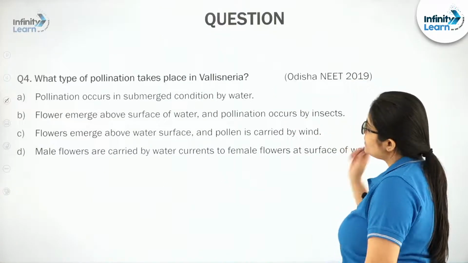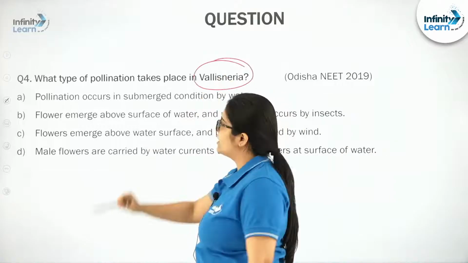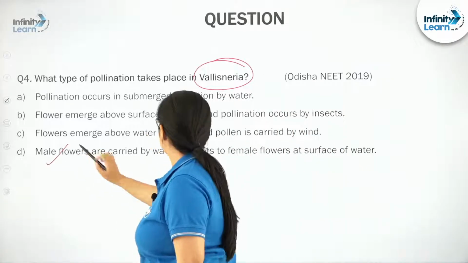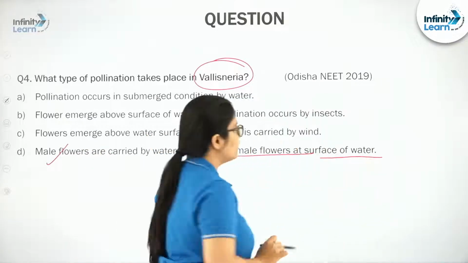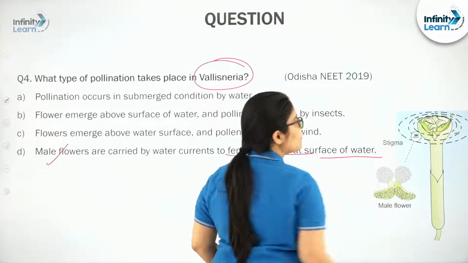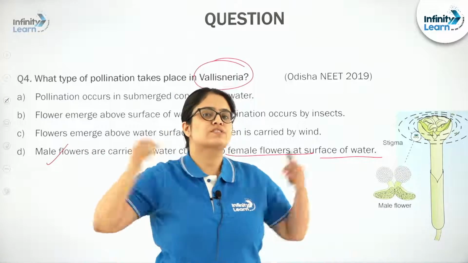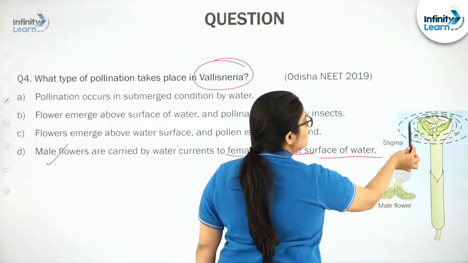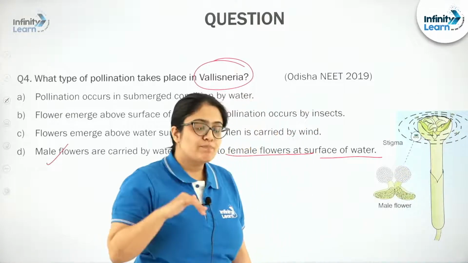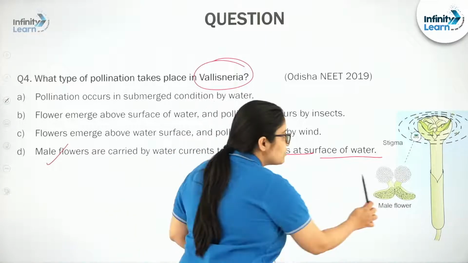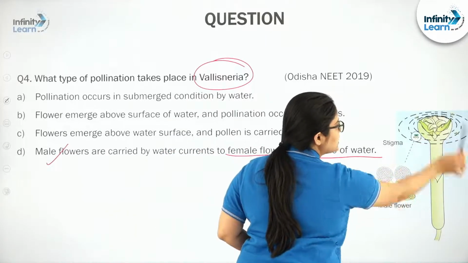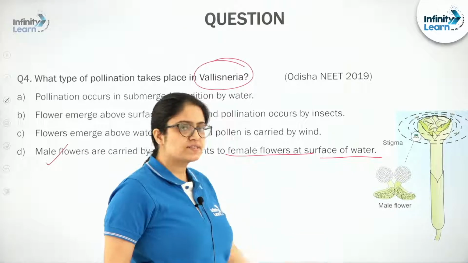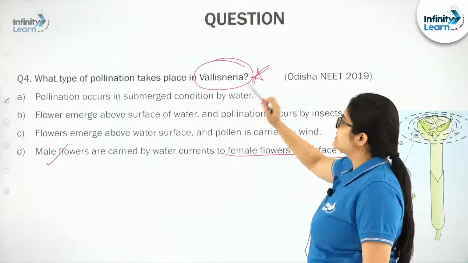Next, what type of pollination takes place in Vallisneria? Right, students? So, very simple. Here, male flowers are carried by water currents to female flowers at the surface of the water. The female flower with the help of a long stalk will reach the surface of the water, right? Remember, then male flowers will be released on the surface and will float passively. With the help of water currents, they will reach the stigma of the female flower of Vallisneria. So, this is how pollination takes place in Vallisneria.